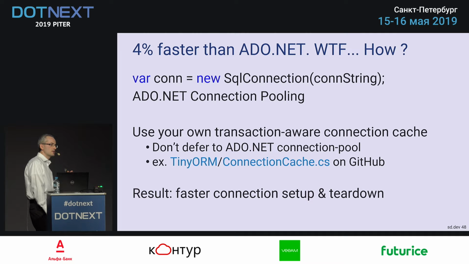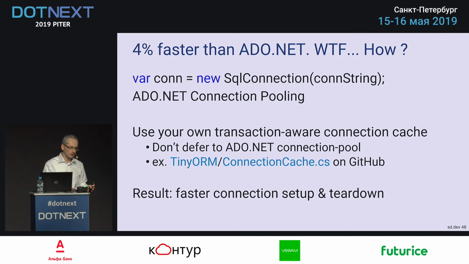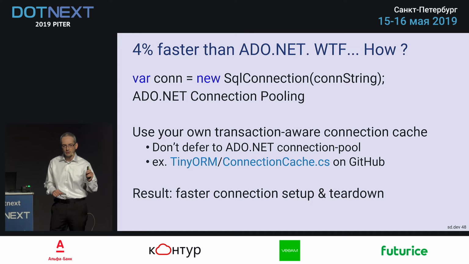There is no ADO.NET pool.LeaseConnection or anything like that. The way you lease a SQL connection from the ADO.NET pool is by creating a brand new SQL connection object, by newing it, by invoking its constructor. I mean, that's the design of ADO.NET. That's what you have to deal with.